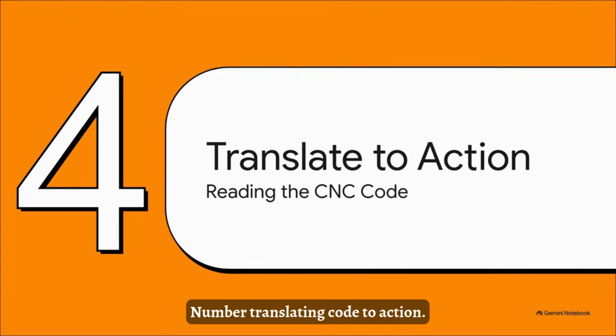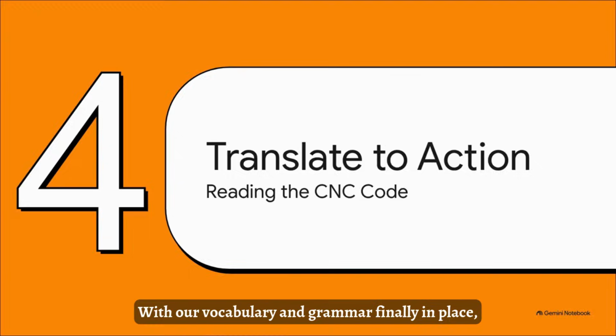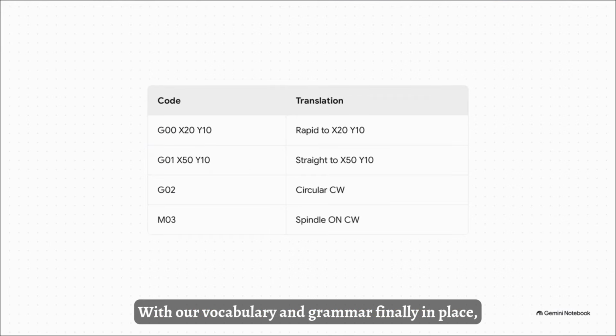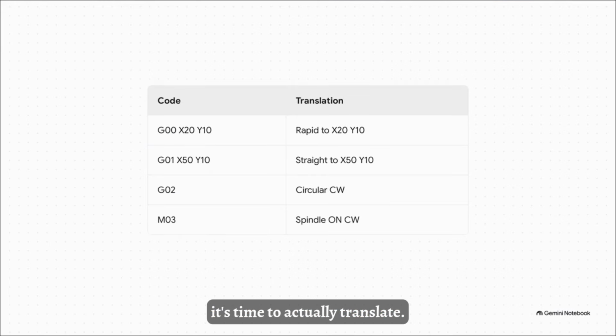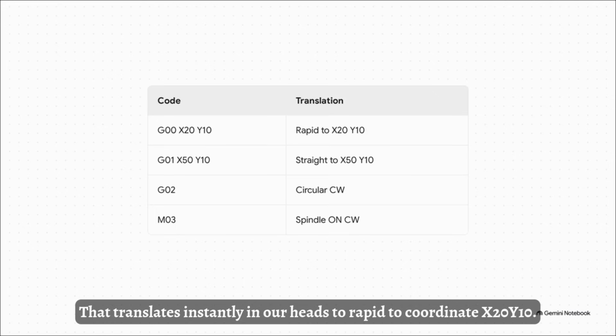Okay, part 4, translating code to action. With our vocabulary and grammar finally in place, it's time to actually translate. Look at that first line, G00 x20 y10. That translates instantly in our heads to rapid to coordinate x20 y10. The machine is just going to fly through the air to that exact spot.